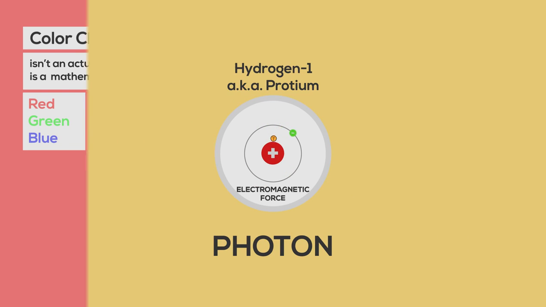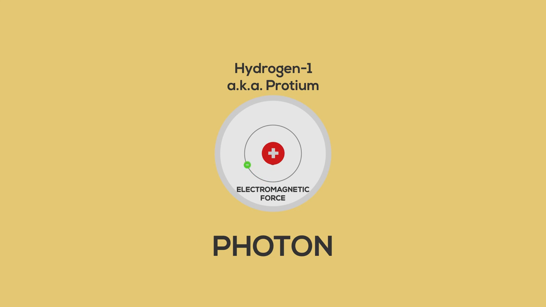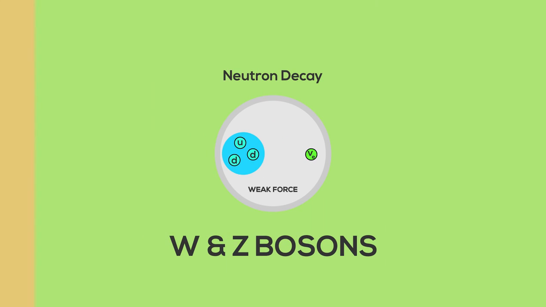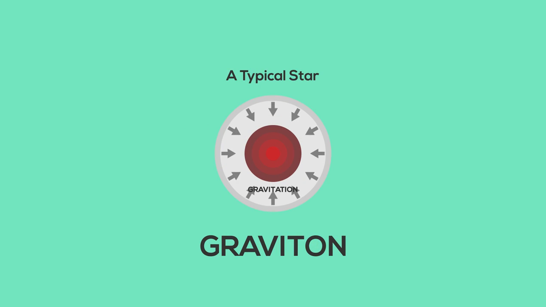The photon is the mediator of electromagnetic force, keeping electrons tied to the nucleus. The W and Z bosons carry out the weak force, decaying the neutron. Gravitation is carried out by the hypothetical boson, graviton.